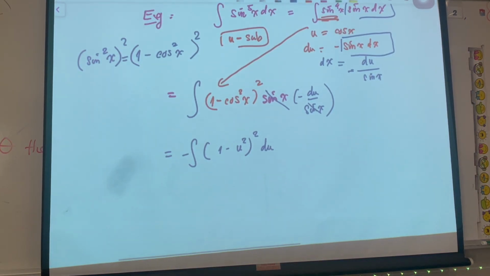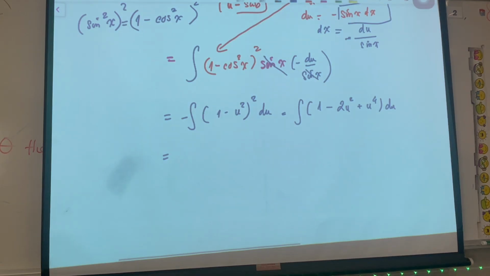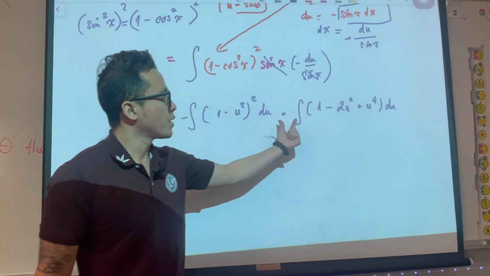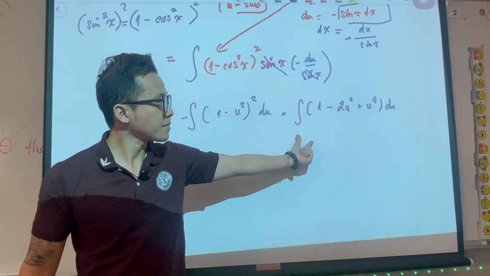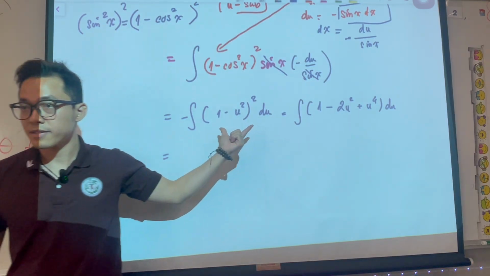Okay. All right. Now this one is easy, right? What are you gonna do with this? You expand it, right? What is that equal to? 1 minus 2u squared plus u to the 4. Awesome. Okay. And now you can take the integral of each, right? What is it? Integral of 1. Is that good?